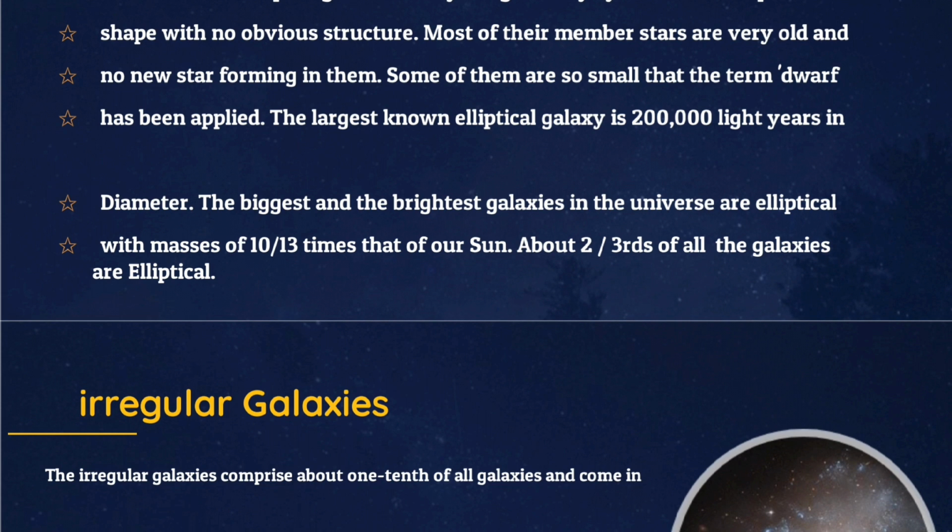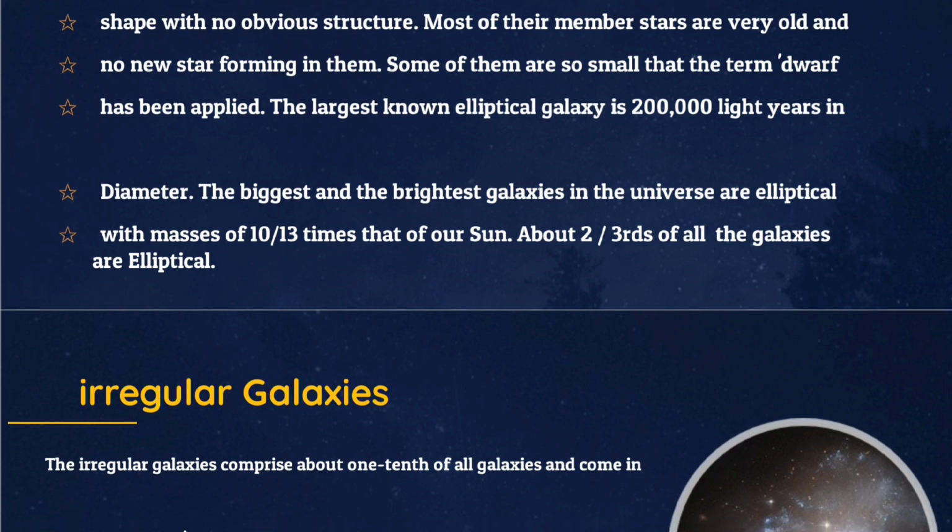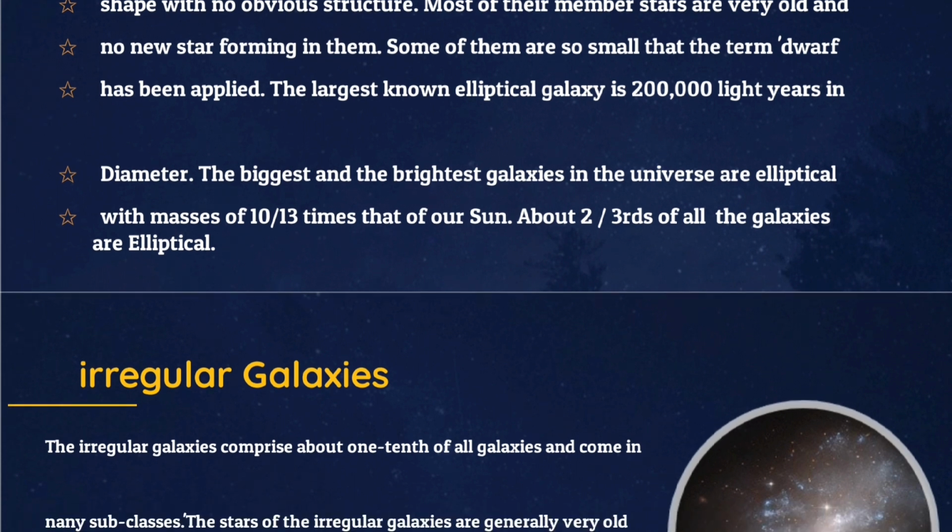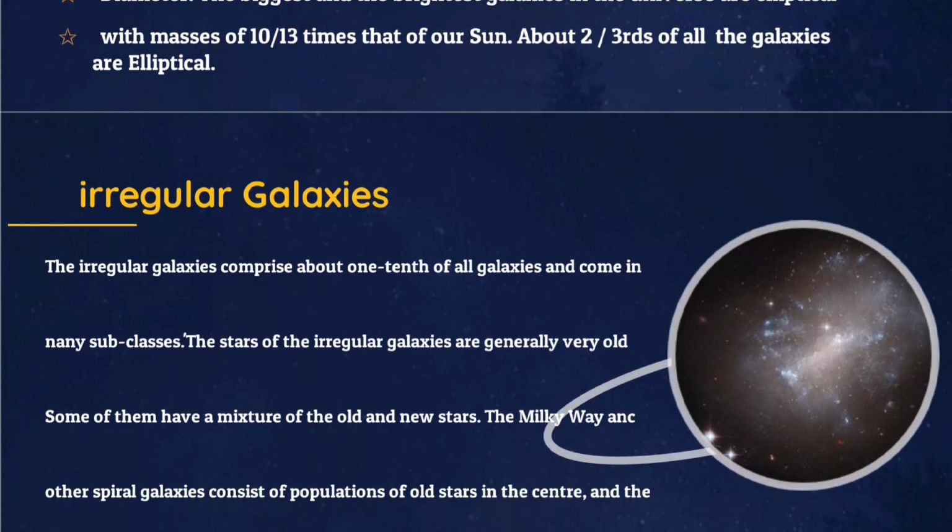The largest known elliptical galaxy is 2,000 light years in diameter. The biggest and the brightest galaxies in the universe are elliptical, with masses of 10 to 13 times that of our sun. About 2/3 of all galaxies are elliptical.